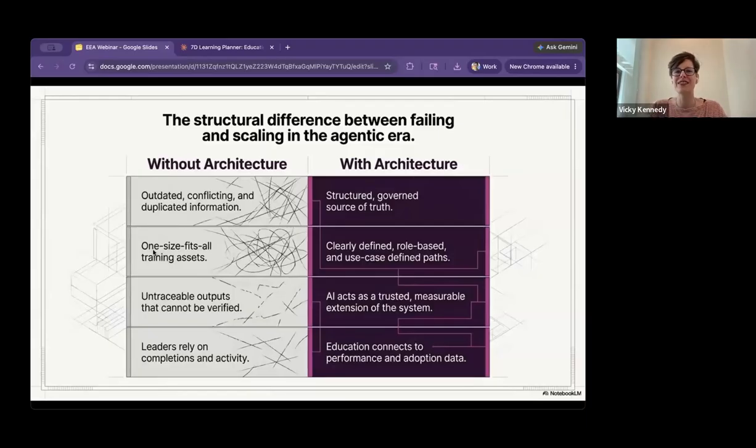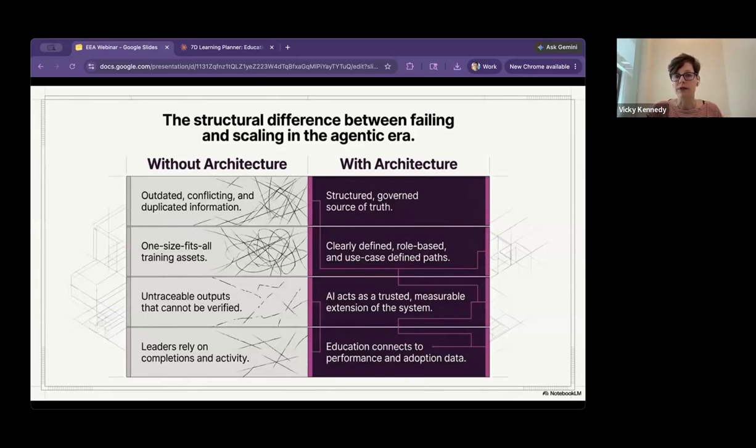Okay, so this is just looking at without architecture and with architecture, and when we have those pillars in place and we are really purposeful around those areas, what can it look like for our organization? Without architecture, we already mentioned some of these outdated, maybe conflicting content, duplicated information. And this is even without agents, right? Forget AI, if we were to say without strategy and with strategy, it's the same kind of principle here, but that agentic workflow is just accelerating everything.